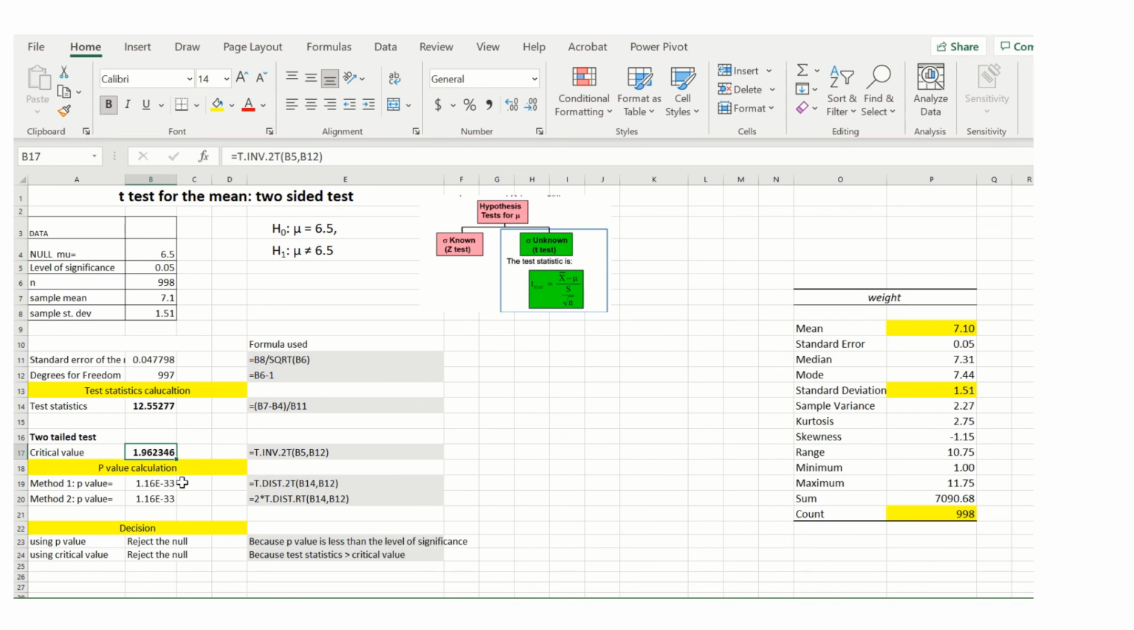Hope it will help you to work on problems looking for two-sided tests as shown in here.